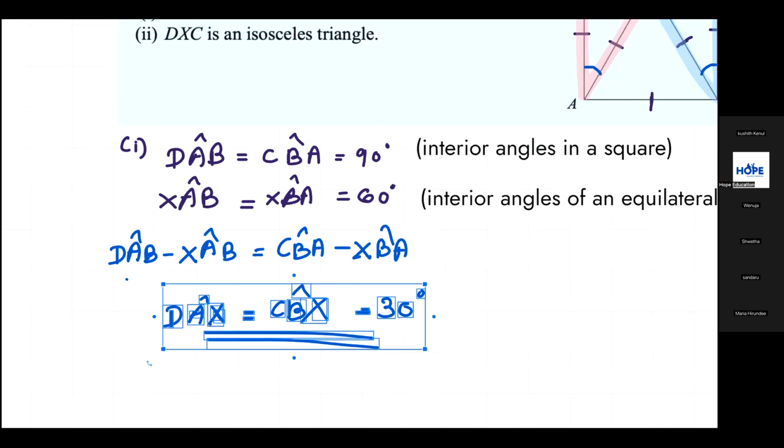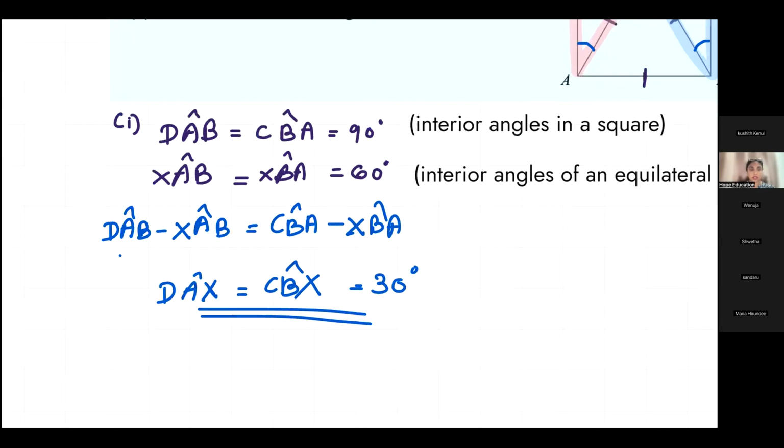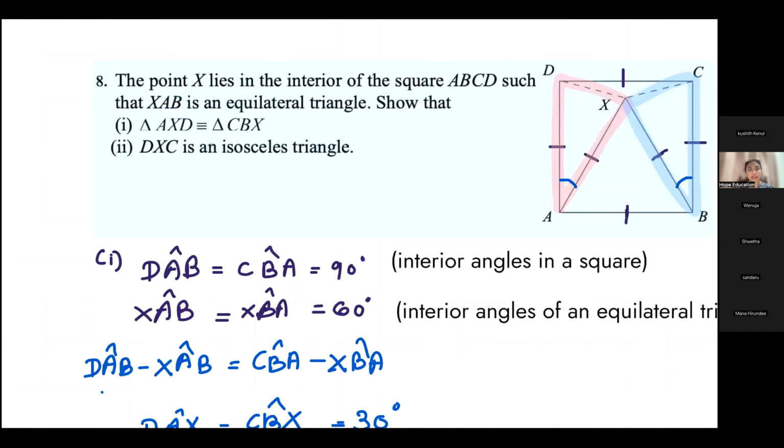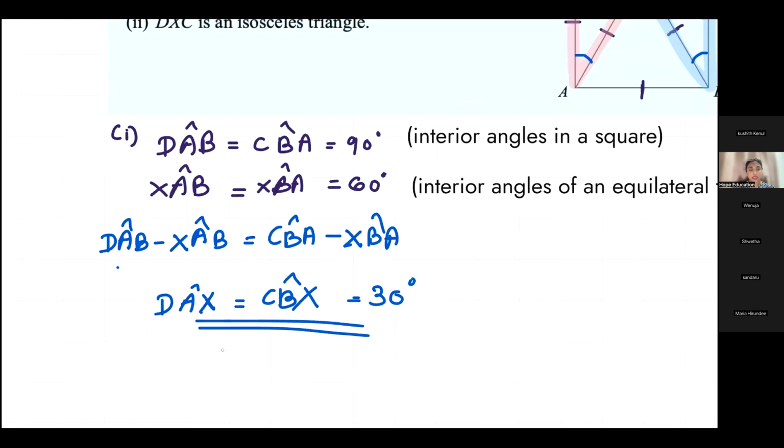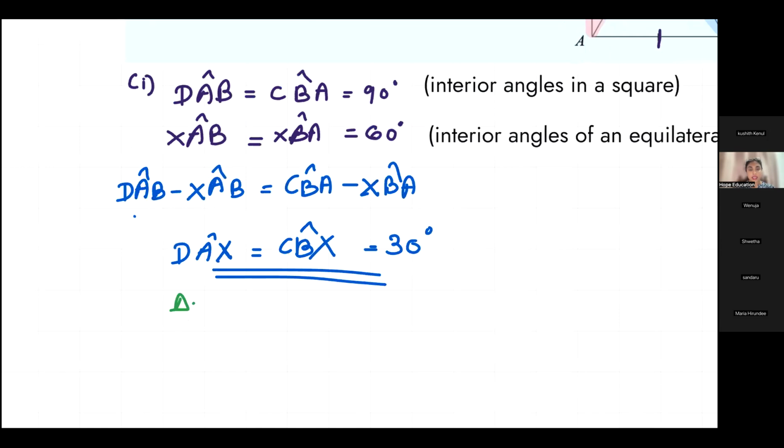Okay. Now we are coming to the congruency part. Look at this very carefully. What do we need to make congruent? AXD and CBX, right? AXD and CBX. I have put the topic.